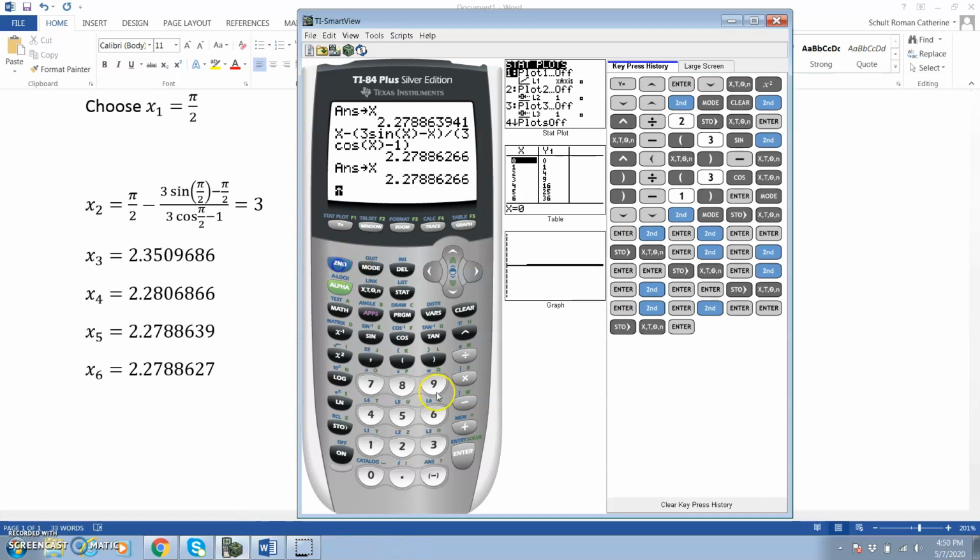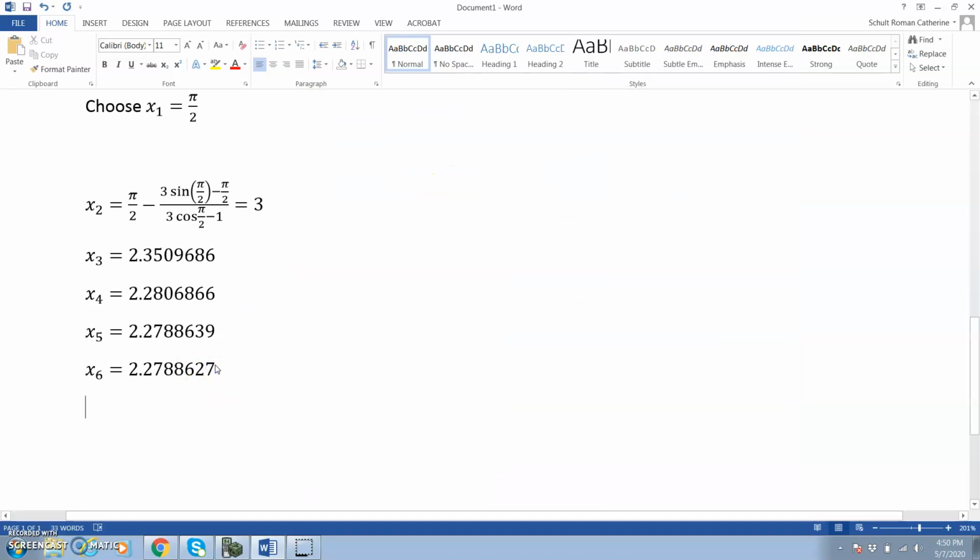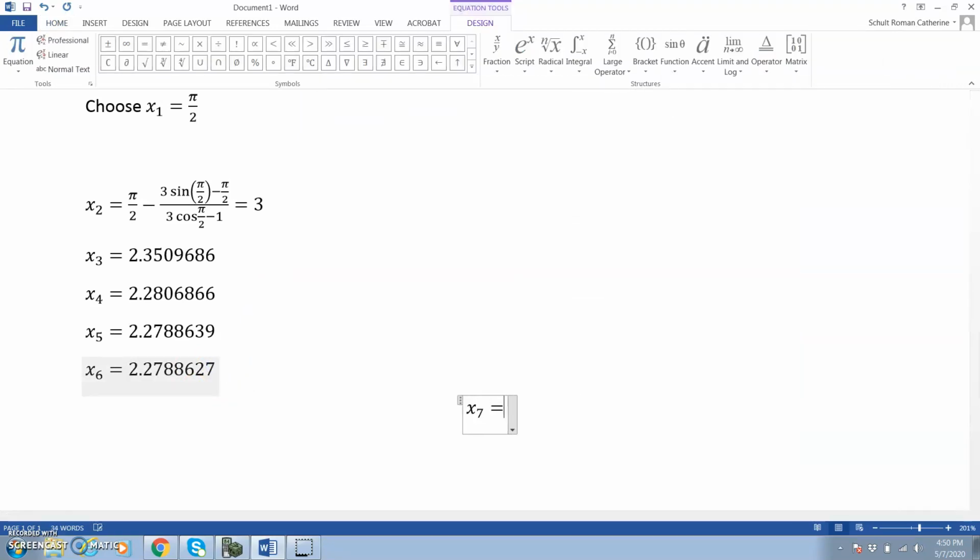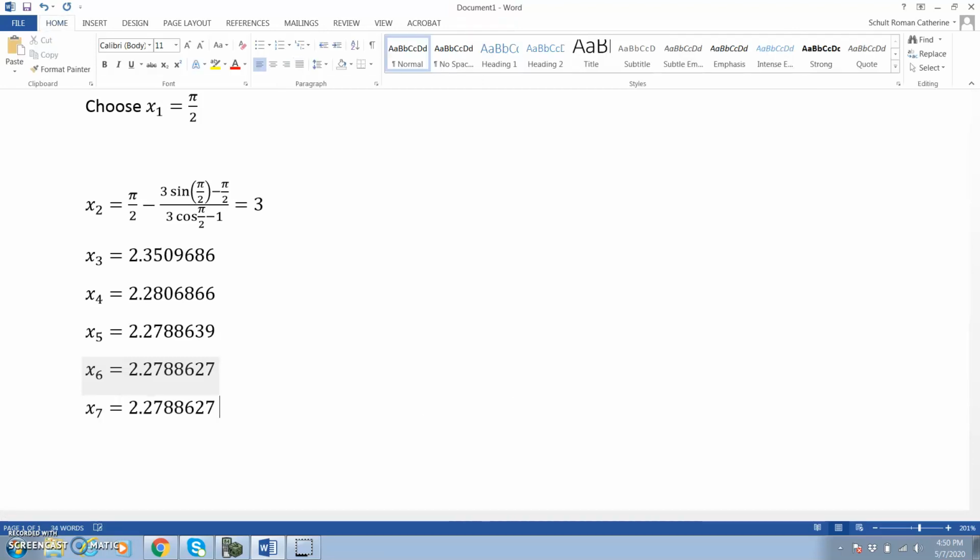And now let's see if x7 gives us some stability with the 6 decimals. So enter now for x7. So 2.2788627 with the rounding. 2.2788627. Okay, and we want to be accurate to 6 decimals. So we have 1, 2, 3, 4, 5, 6. So again, our first 6 decimals were stable by x7.